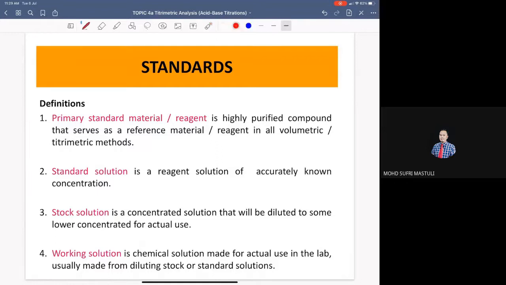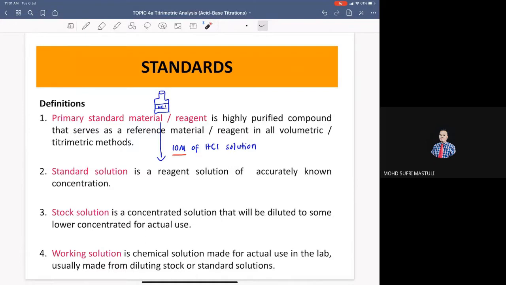meaning that when we prepare the solution from the primary standard reagent, for example, from the chemical bottle of hydrochloric acid, we call it a standard solution. We can prepare various concentrations. For example, we can prepare 10 molar of HCl solution. So this standard solution has a known concentration. From the standard solution, we can dilute it into a stock solution.